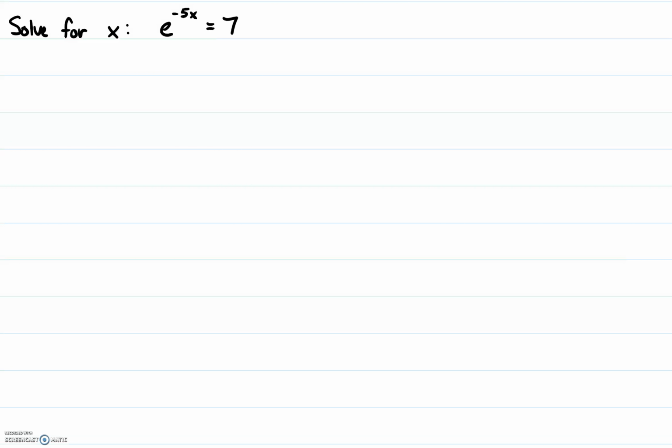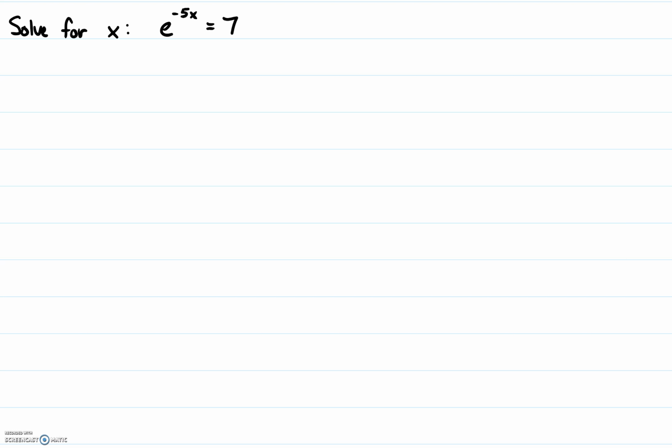In this video, we're going to solve the exponential equation e to the negative 5x power is equal to 7, and we want to solve this for x. Now, since we have the e, or the exponential term, completely isolated, typically what you need to do to get a variable out of an exponent is take a log of both sides of the equation.